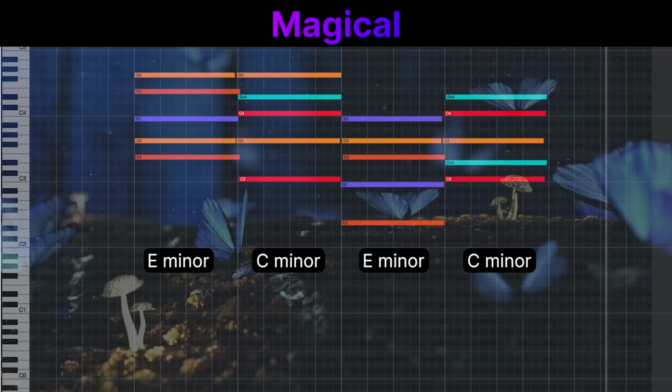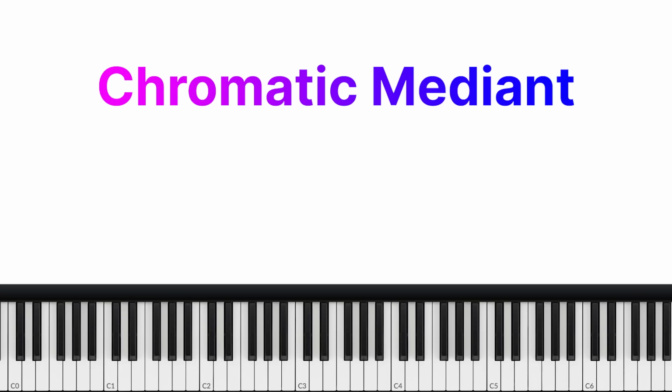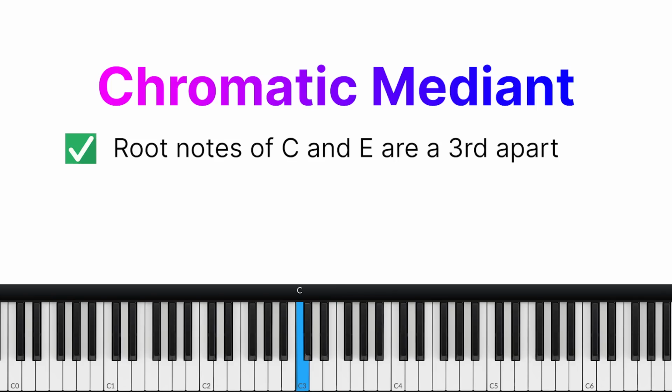This first progression is perfect for achieving, I feel, a magical sound. And like a lot of the progressions that you'll see in this video, it moves away from using purely diatonic chords, or chords just found in any one key. So starting on the chord of E minor, the progression moves to the chord of C minor, in this case a chromatic mediant, as the root notes E and C are separated by the interval of a third.